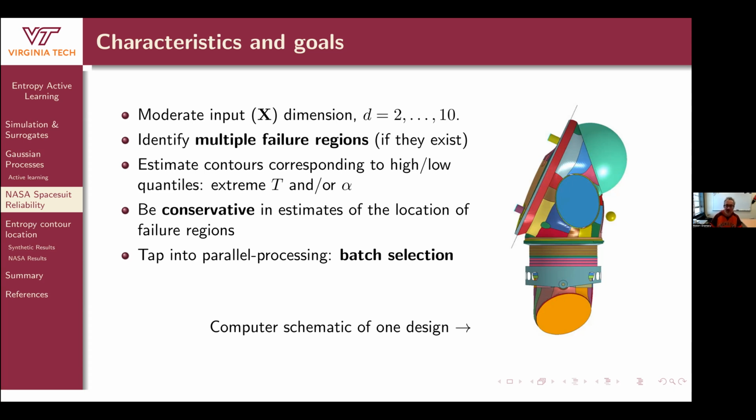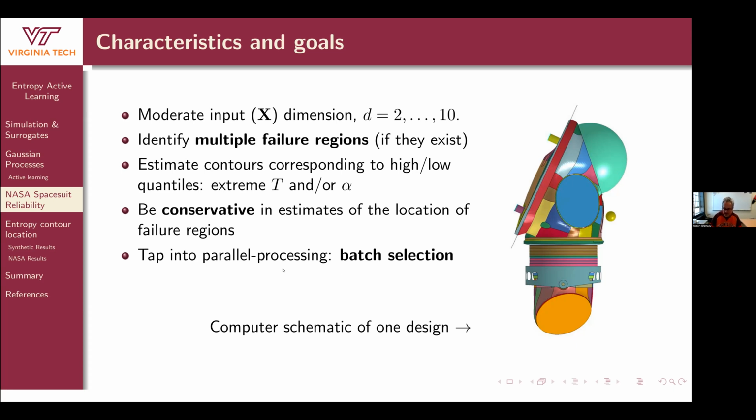So there's an inherent extremeness to this simulation. It's going to be very hard to find regions of the input space, if they're doing a good job, where the spacesuit fails. And they want to be conservative about the estimates of those failure regions so that there's some built-in robustness.